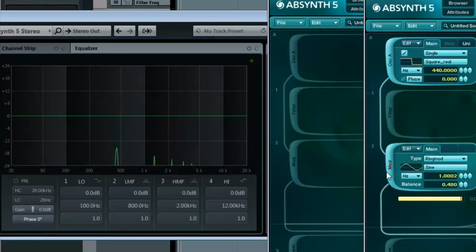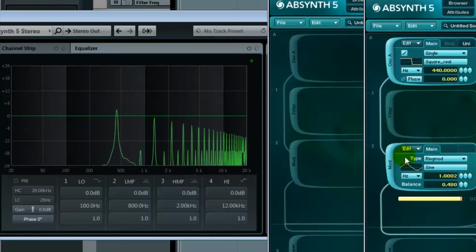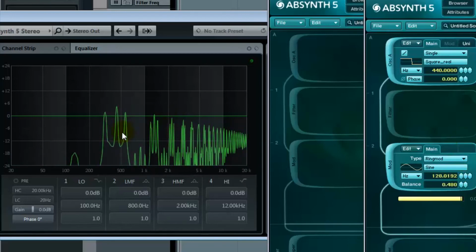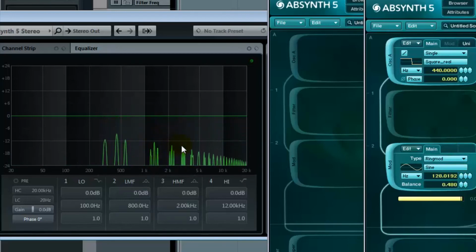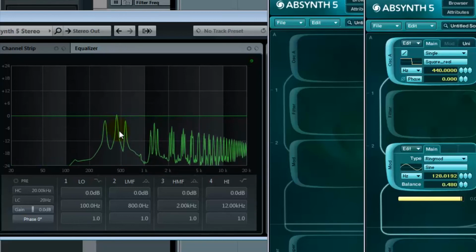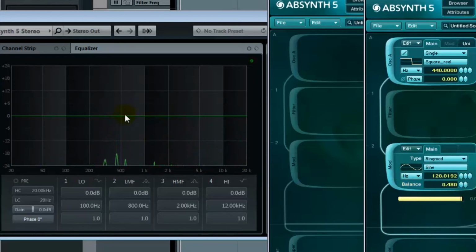We can use the ring modulator to generate more harmonic content. Right now it's only on 1 hertz, so it's just going to do that phasing thing. But as I turn this up, you're going to see sidebands created for each one of those harmonics in the original sound. You can now see that each frequency is split into 3. Each frequency just had 3 babies, or 2 babies, I guess.